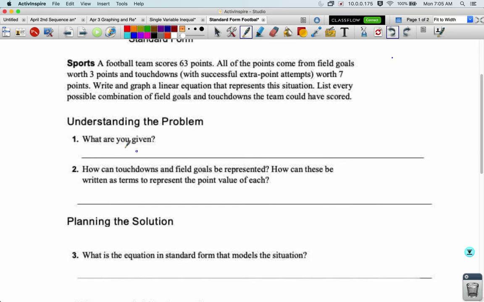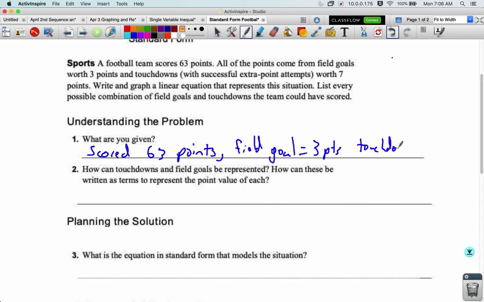So, what are we given? Well, we know all of this information, but let's just take out the important stuff. They scored 63 points, and we might have already known this, but a field goal equals 3 points, touchdown equals 7 points.